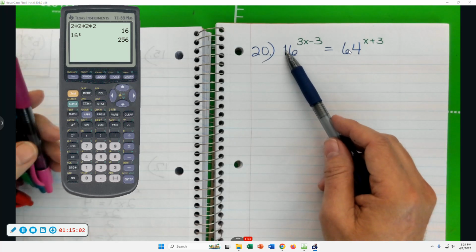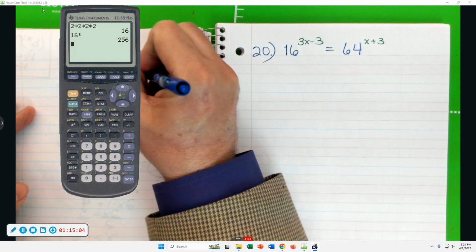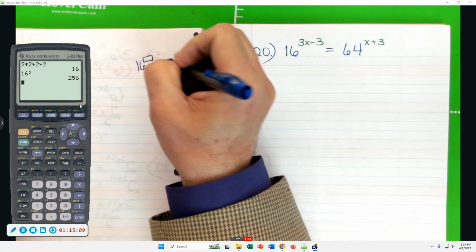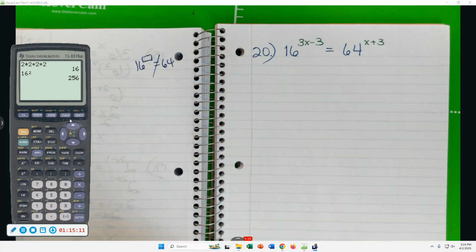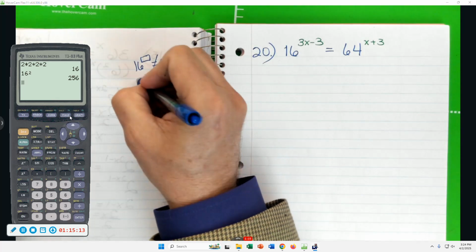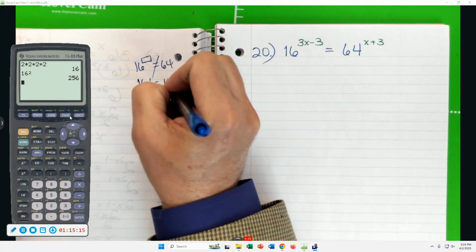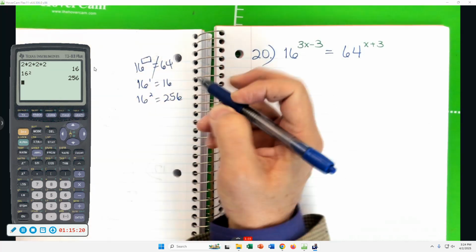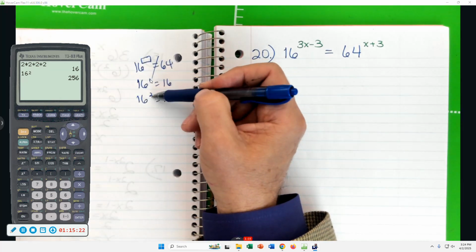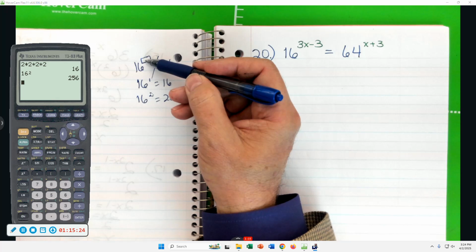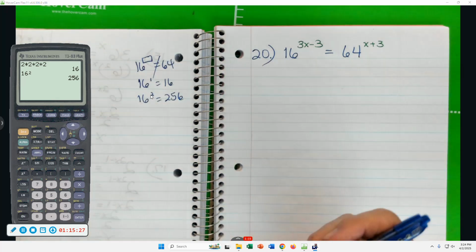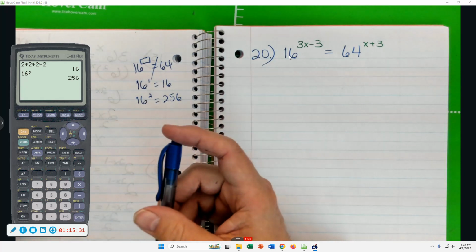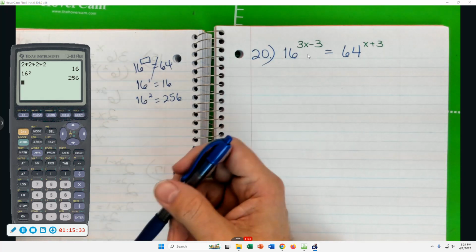Sometimes the question is, 16 to what power gives you 64? Nothing. 16 to the first is 16, and 16 squared is 256. So it's some number between 1 and 2, but it's not an integer. We're just stuck. We can't use 16. Sometimes you have to change both sides.